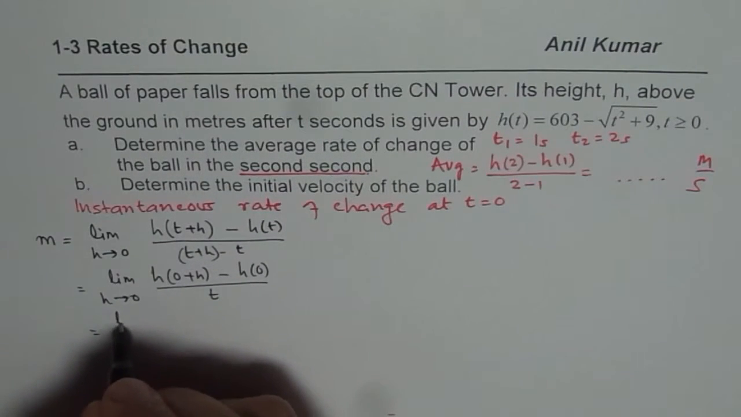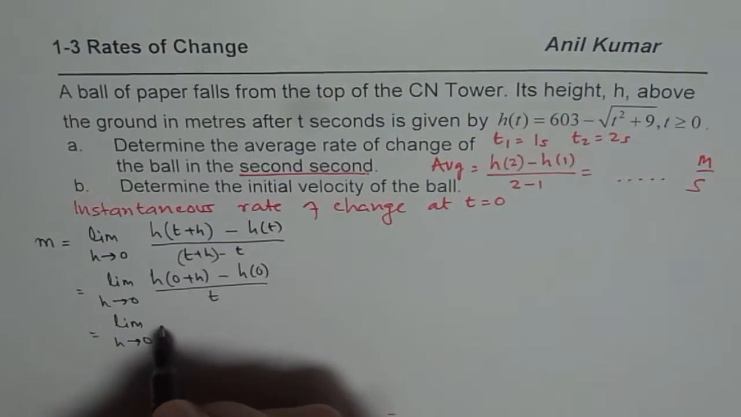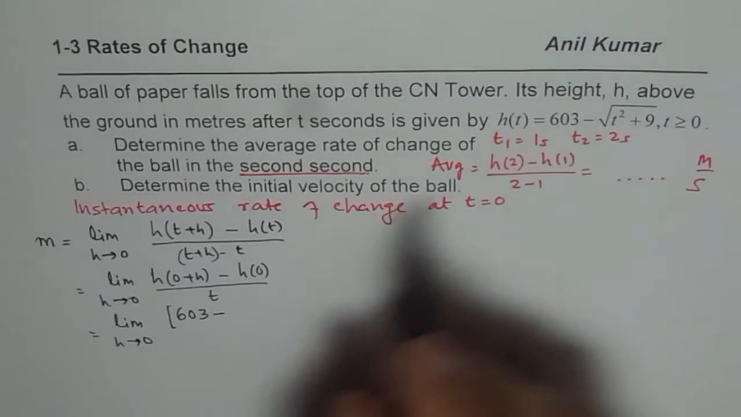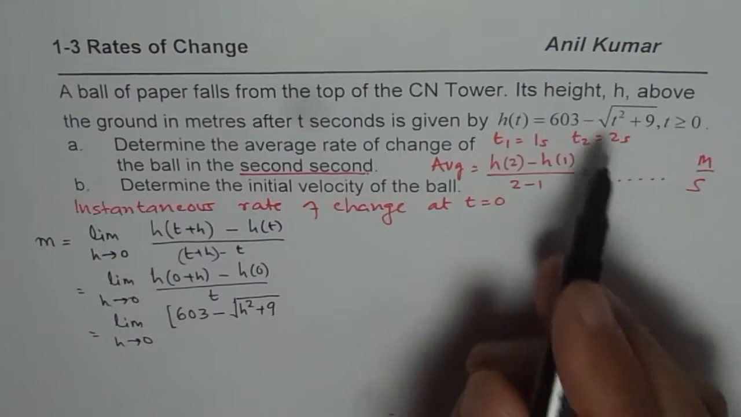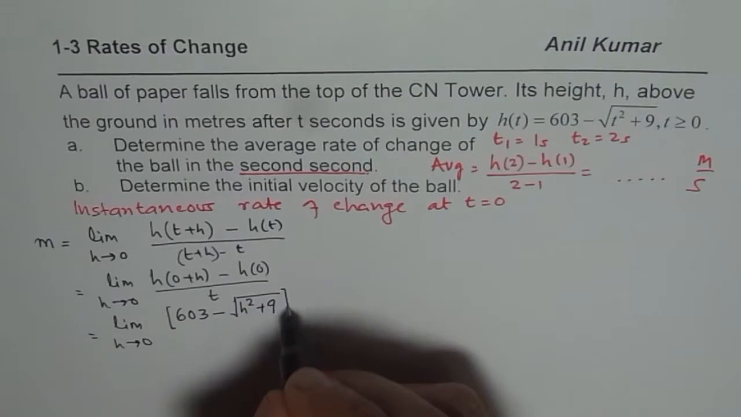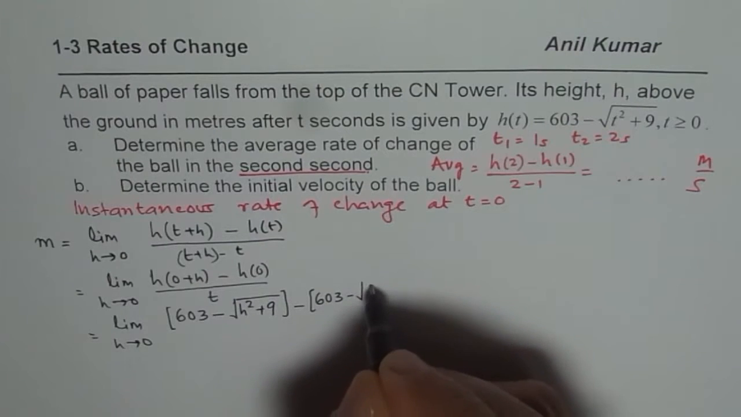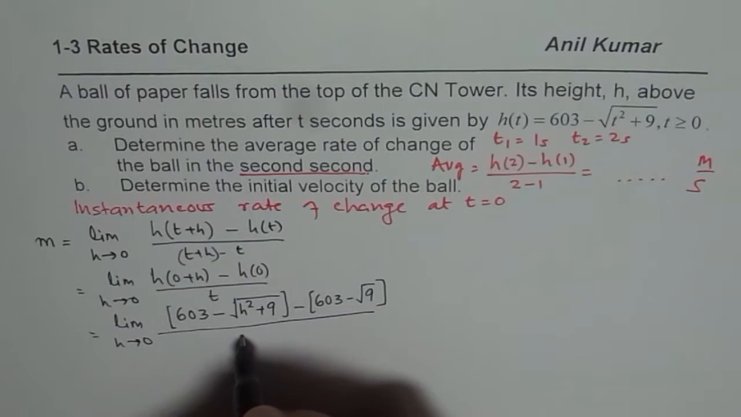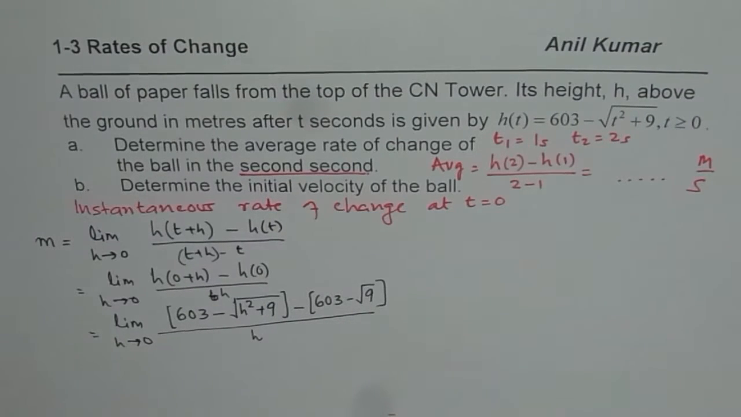Okay, so let's figure it out. When I substitute h plus 0 here, I get, within brackets, 603 minus the square root of ((0 + h)² + 9), which is 603 minus the square root of (h² + 9). Perfect. So that is my h(0 + h). Minus h(0), which is 603 minus the square root of 9. Perfect. Divided by h. So that is our expression.